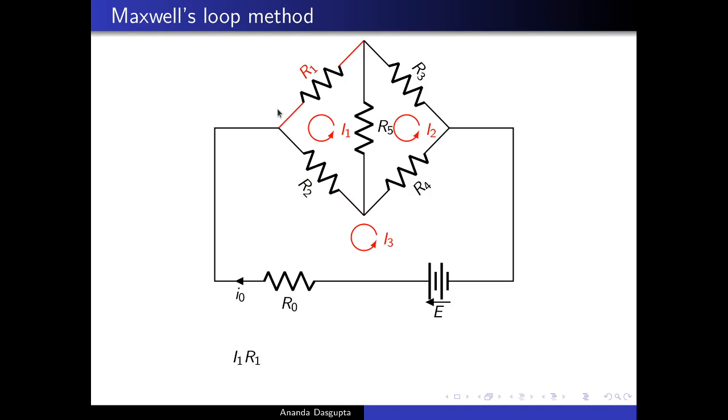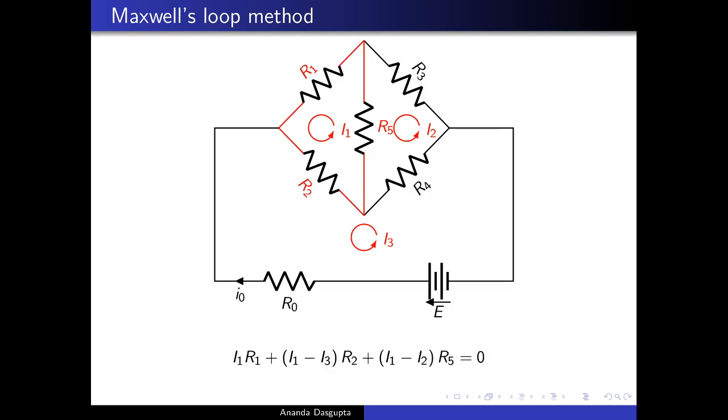You are going through R1 in the direction of the current, so you have I1 R1. Then you are going through R2, but now the current is actually I1 minus I3, I1 going in this direction, I3 in the opposite direction. I1 minus I3 times R2. And then you are going again I1 in the same direction as you're going, I2 in the opposite through R5. So you have I1 minus I2 times R5 and you're back where you are. There are no batteries in this loop. So these three voltage drops have to add up to 0. So this is basically application of Kirchhoff's voltage law.